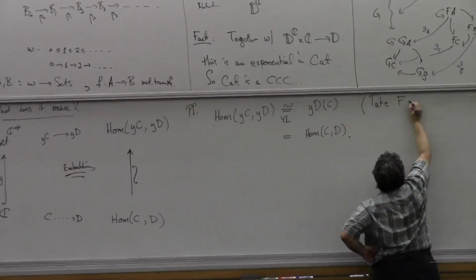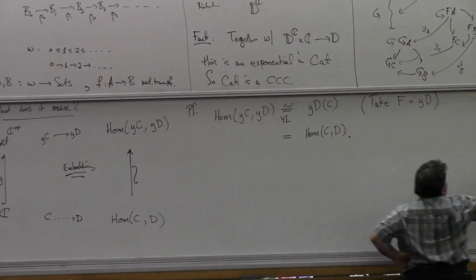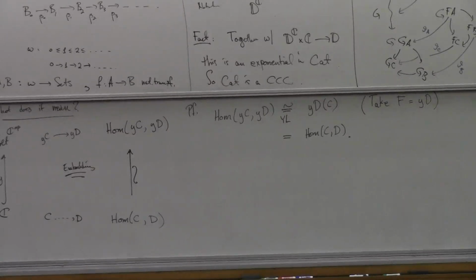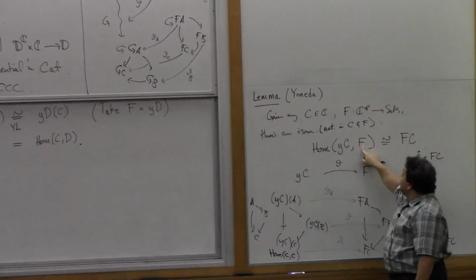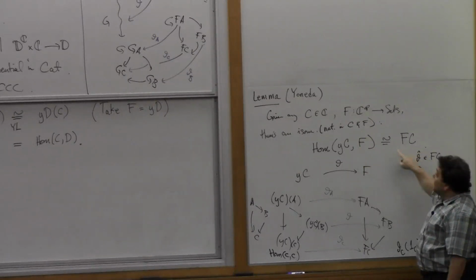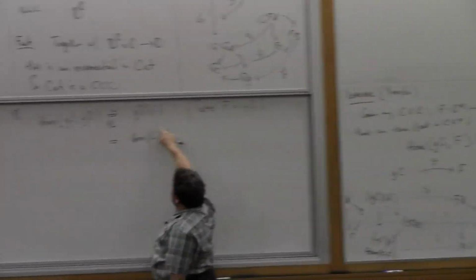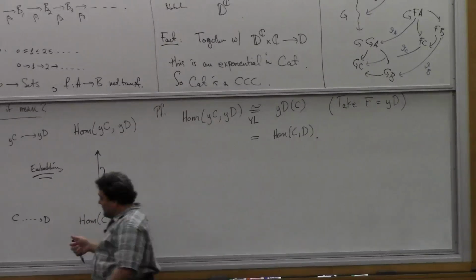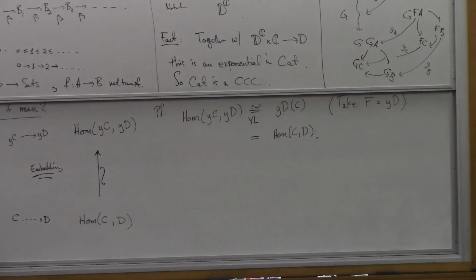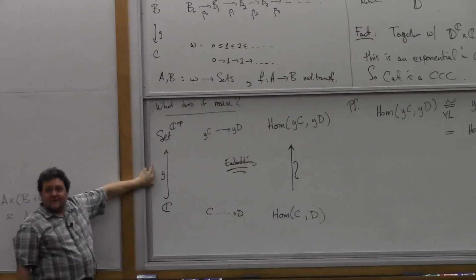Take F equals y_D in the Yoneda lemma. The Yoneda lemma says Homming y_C into any functor F gives F(C). So for F, put y_D and get this. But this is the definition of that. Okay, so this machine that I was describing that we would like to have, we do have.